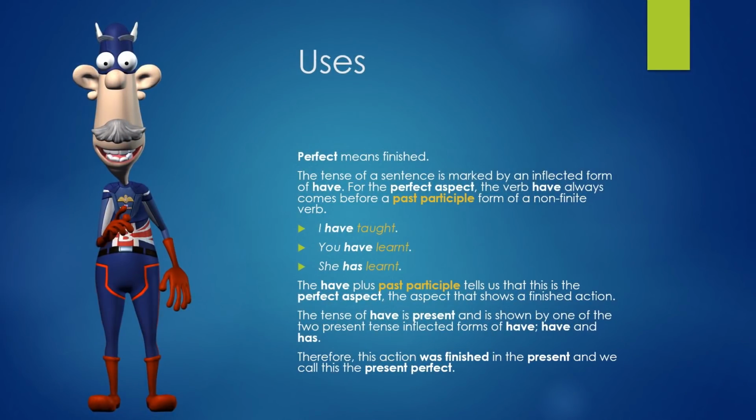Uses. Perfect means finished. The tense of a sentence is marked by an inflected form of have. For the perfect aspect, the verb have always comes before a past participle form of a non-finite verb. I have taught, you have learnt, she has learnt. The have plus past participle tells us that this is the perfect aspect, the aspect that shows a finished action. The tense of have is present and is shown by one of the two present tense inflected forms of have, have and has. Therefore, this action was finished in the present, and we call this the present perfect.